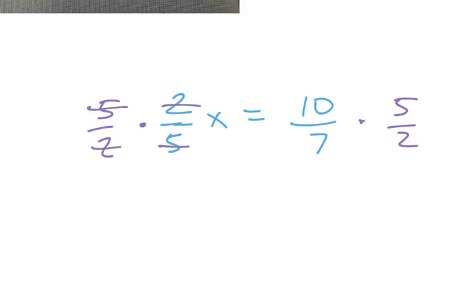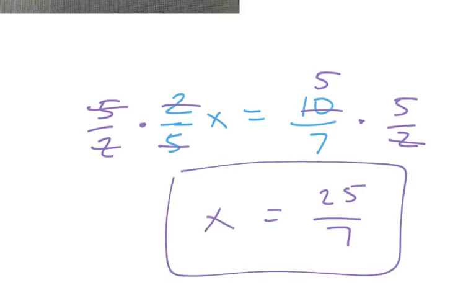On this side, 2 goes into 10 5 times. I'm left with 5 times 5, which is 25. So here x would be 25 over 7. Okay, hopefully that makes sense.